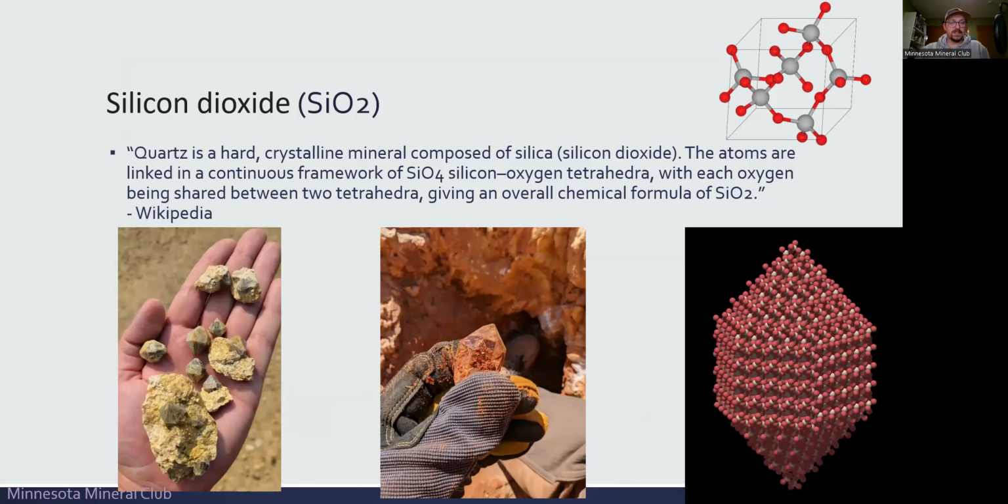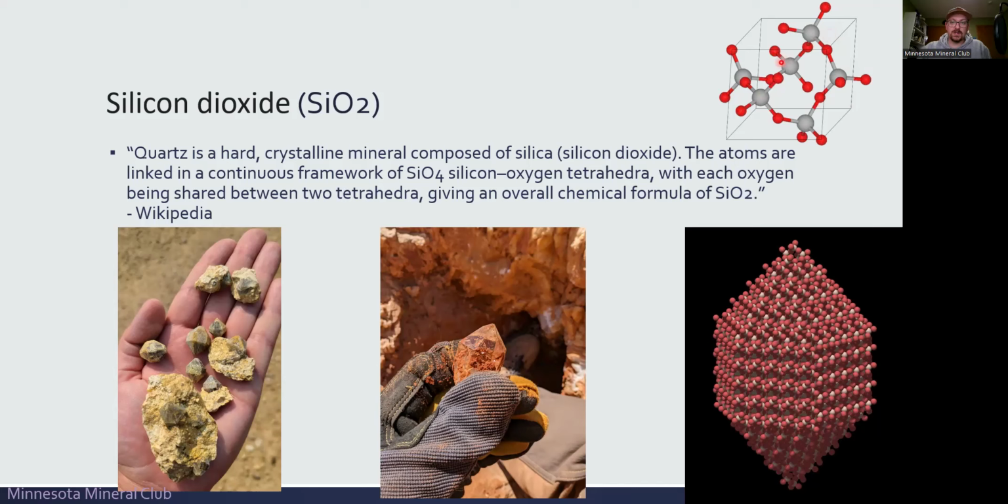So what is agate? Well, agate is made up of quartz, and quartz is composed of silicon dioxide. Just looking at the definition from Wikipedia, quartz is a hard crystalline mineral composed of silica, which is silicon dioxide, and the atoms are arranged in a continuous framework, forming SiO4 tetrahedra. And these tetrahedra share oxygen molecules. And so you can see in the diagram at the bottom how these arrange to form the classic six-sided prism that quartz is known for.